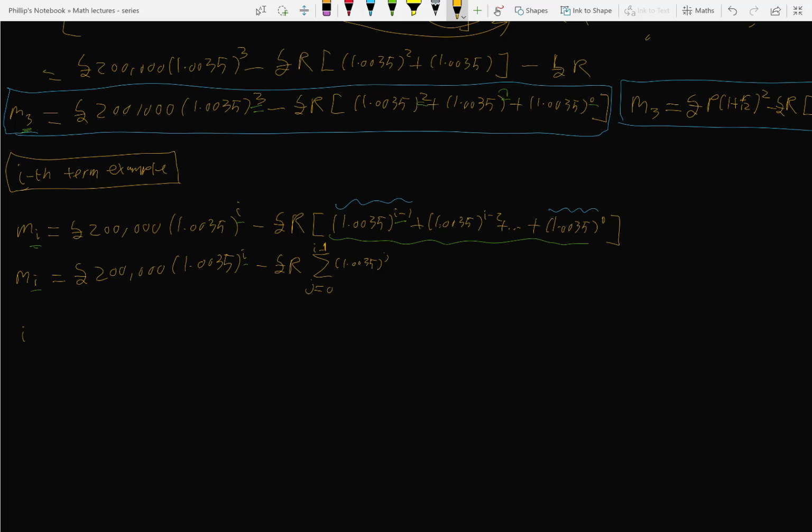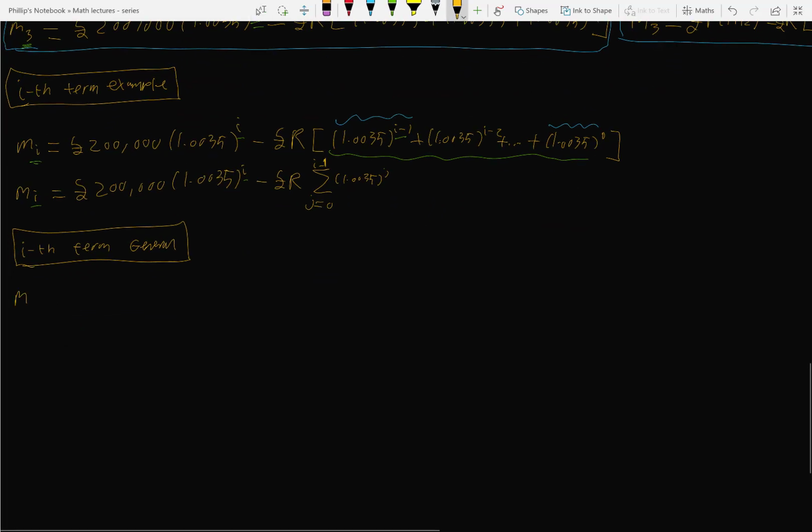So the ith term, generally, rather than the specific example with 200,000 and 4.2%, the ith term in general is just going to be the same. I'm not going to go through the 2 steps here, I'm just going to do the 1 step. And I'm just going to skip this kind of bracket step at the top. mi is equal to, well, p, the principal amount, that's going to be what 200,000 is, times by 1 plus r over 12, depending on the interest, to the I minus capital R times by the sum from j equals 0 to I minus 1 times by 1.0035 to the j.